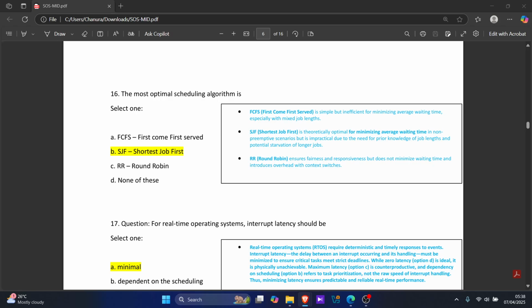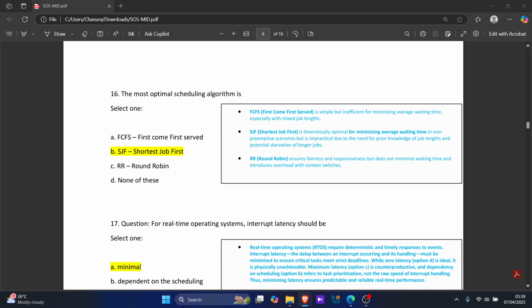Wait, another thought: in a preemptive environment, the optimal algorithm is SRTF, which is the preemptive version of SJF. If the question doesn't specify preemptive versus non-preemptive, then technically, SRTF is more optimal than SJF. Since SRTF isn't listed here, the answer would be D, none of these. Therefore, the correct answer is D, because the truly optimal algorithm isn't listed, so none of the provided options are correct.